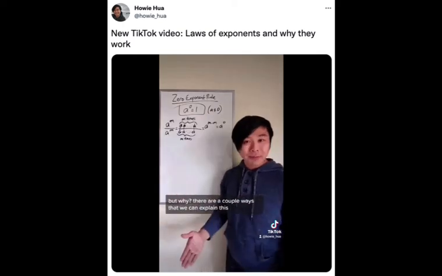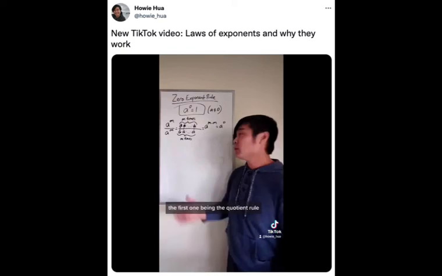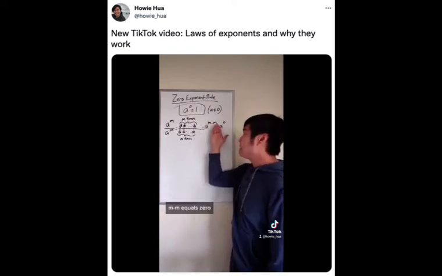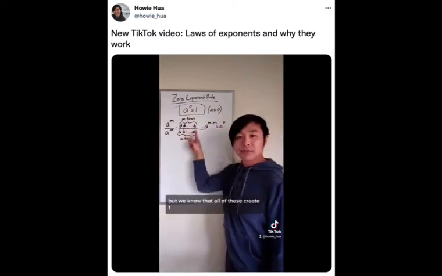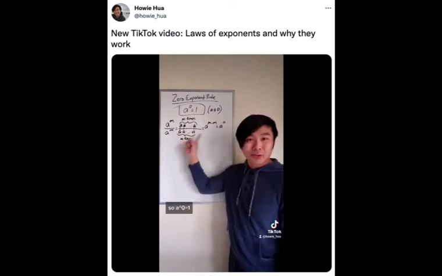But why? There are a couple ways that we can explain this. The first one being the quotient rule, where we know to subtract the exponents, m minus m equals 0. But we know that all of these create 1, so a to the 0 equals 1.